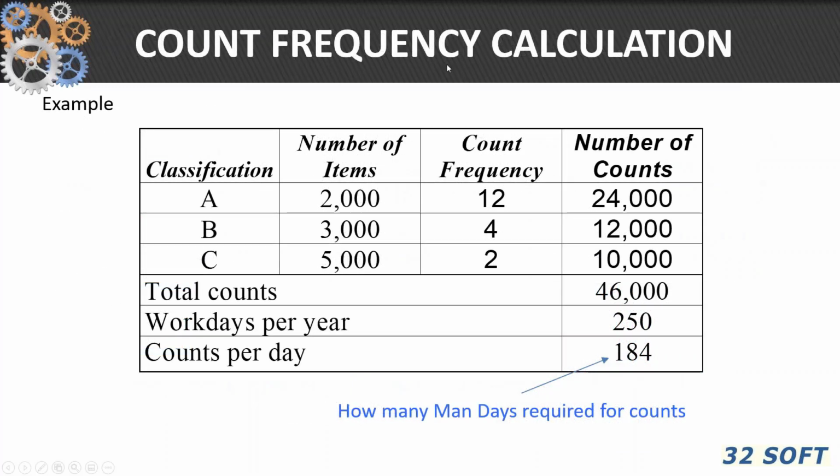3.13.2. This is just a little frequency calculation that can tell you how many people you need to do physical or cycle counting. If you've got a number of items that are classified ABC, you're going to count your A items probably 12 times a year, every month. Your B items every quarter, your C items maybe twice a year. You could total those up. If you have about 250 work days per year, that says I've got to do 184 counts per day. Well, how many people does that mean? So I can calculate how many people are going to be required to do my cycle count program.